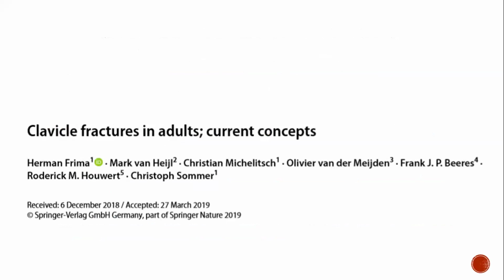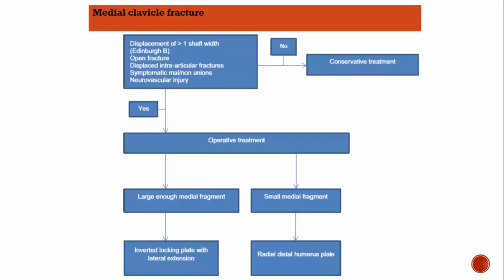This is a study done by Herman Frima et al. on clavicle fractures in adults. In their study, they postulated a treatment algorithm for medial, middle, and lateral end clavicle fractures. They concluded that if the patient has a medial end clavicle fracture with displacement of more than 1 shaft width, open fractures, displaced intra-articular fractures, symptomatic malunions or non-unions, or neurovascular injury, then operative management is planned.